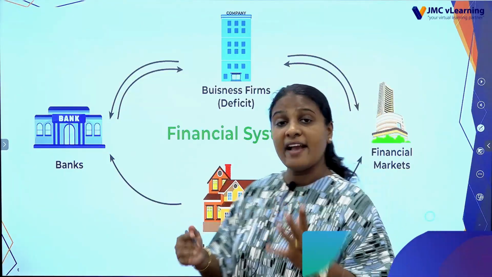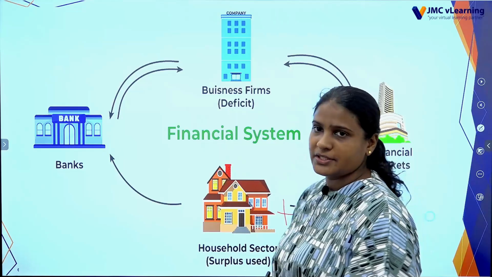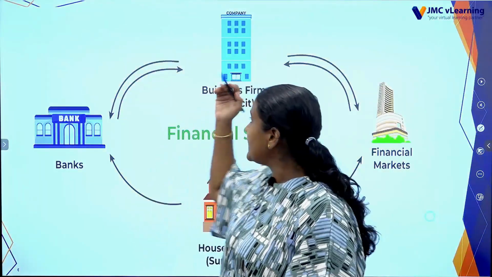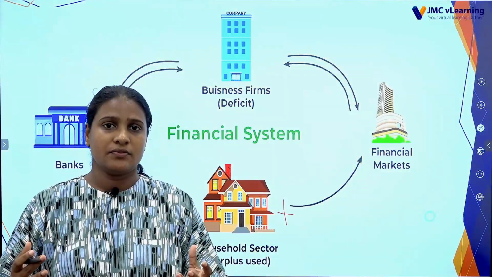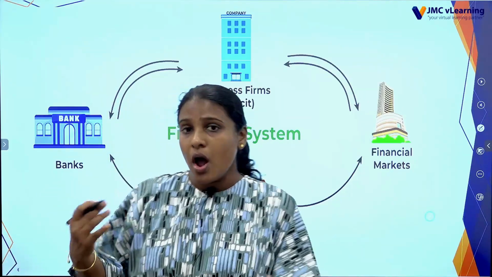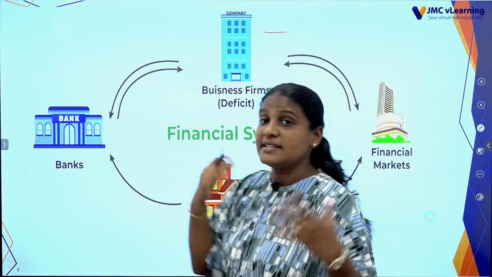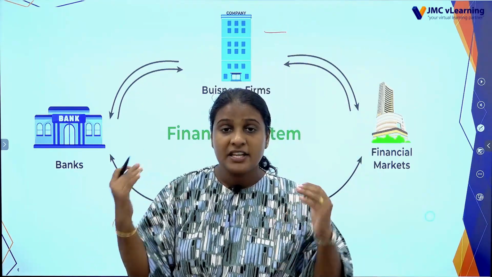So when they save money, this household will become the surplus party. So businesses, they always search for finance opportunities, right? Because they want to grow. So always they need money. So we say they are in search of money, they have a deficit of money.